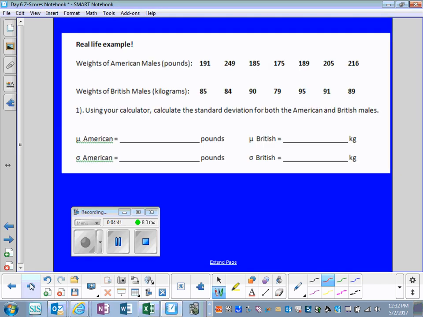Next one, a real life example. The weights of American males in pounds are given to us, and the weights of British males in kilograms are also given to us. Using your calculator, calculate the standard deviation for both the American and British males. So let's enter this whole thing into the calculator and find the standard deviation and the mean.